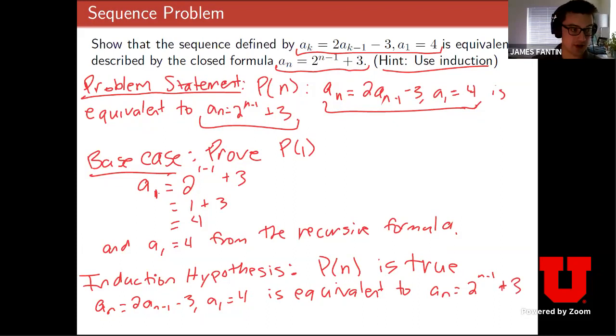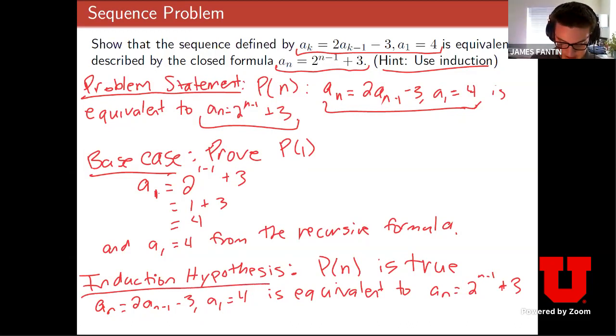And then with this assumption, if we're assuming P sub n is true, then in the inductive step we're going to need to prove that P of n plus 1 is true. We could have also, in the induction hypothesis, assumed that P of n minus 1 is true, and then in the inductive step shown that n was true. But yeah, this will work perfectly.